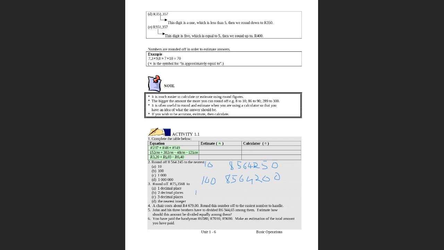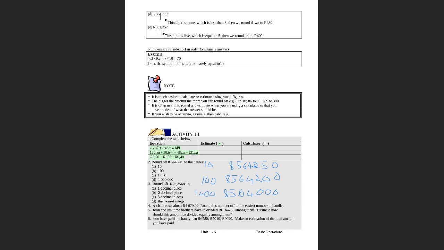Now, the next one says to the nearest 1,000. The nearest 1,000 is going to be 8, 6, but the number in front is 4, which is less than 5, so we can't add 1. So it will be 86,000. We write it to the nearest 1,000.